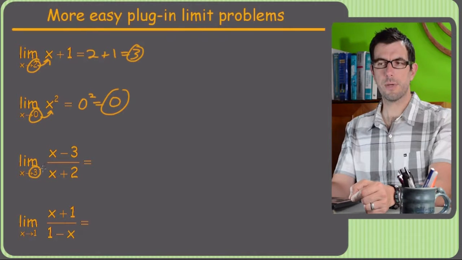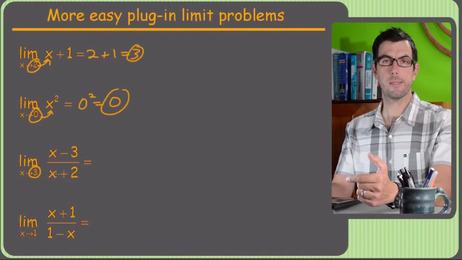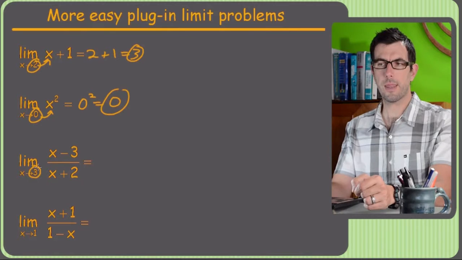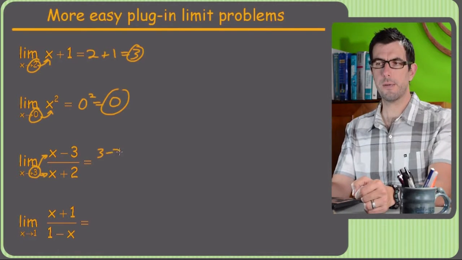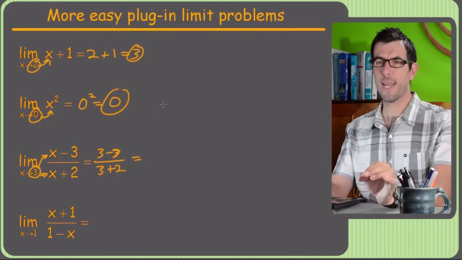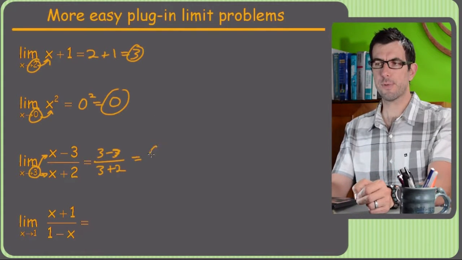Limit as x approaches 3. Now in this one we've got 2 different x's, but that doesn't matter. We're just going to plug in 3 for each one of them. So we're going to get 3 minus 3 over 3 plus 2. Now you'll notice this is actually already getting a little bit funky because 3 minus 3 is 0. Uh-oh, we have 0 in a fraction.